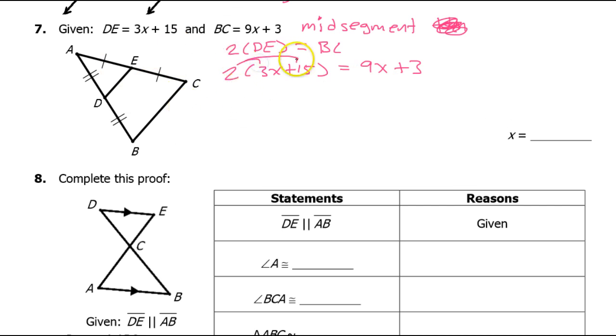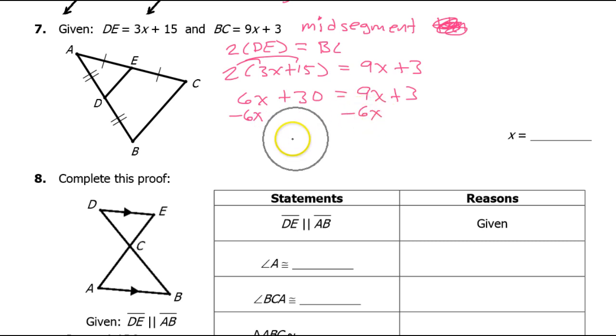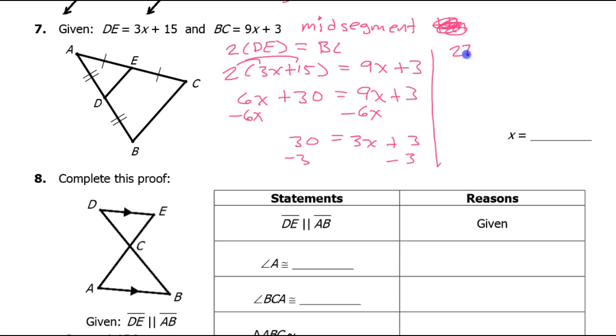So a little distributive property here gives me 6x plus 30 is equal to 9x plus 3. And then I would subtract 6x from both sides. And so we'll have 30 is equal to 3x plus 3. Then I would subtract 3 from both sides. So that's going to give me 27 is equal to 3x. Then I would divide both sides by 3. And that's going to give me x is equal to 9.